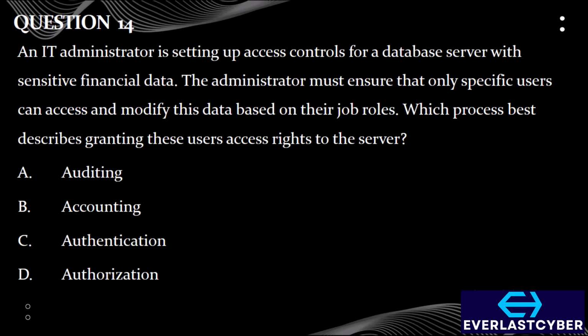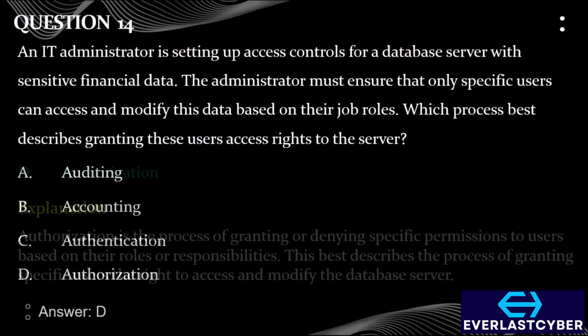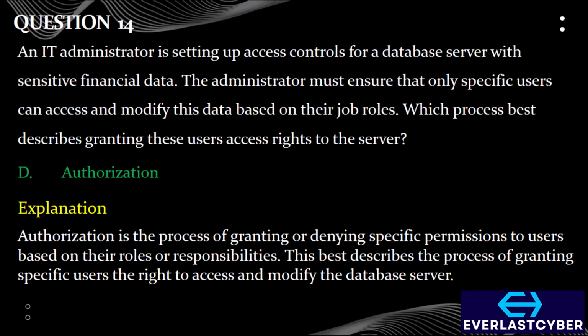Authorization is the process of granting or denying specific permissions to users based on their roles or responsibilities. So with respect to the question that is asked, where the administrator must ensure that only specific users can access and modify the data based on their job roles, the best answer would be option D, authorization. This best describes the process of granting specific users the right to access and modify the database server.